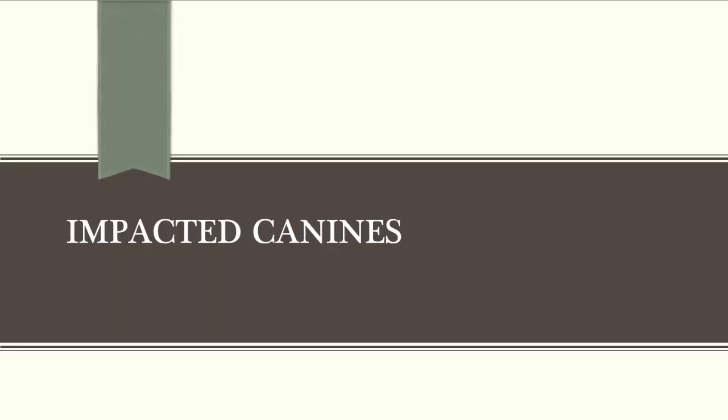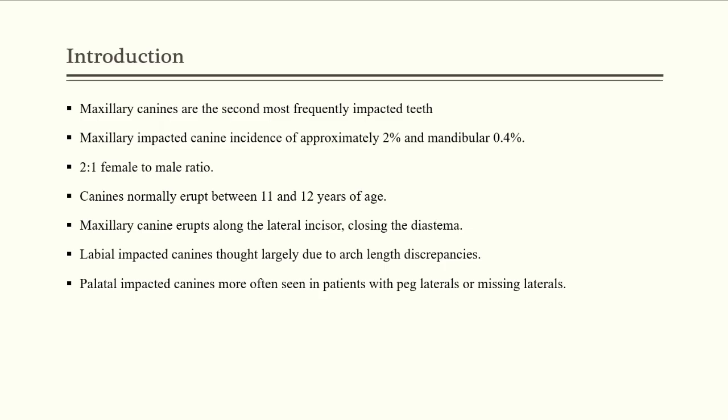Now, the last part, we'll talk about impacted canines. These are the second most common teeth to be impacted, usually more palatal than labial, 2%, and mandibular 4.4%. More in females. Now, maxillary canines erupt along the lateral incisor, closing the diastema. Labial impacted canines can happen due to arch discrepancies. Palatal due to big laterals or missing laterals.